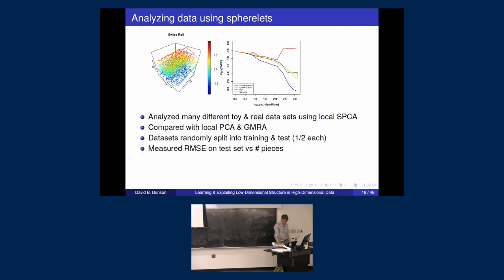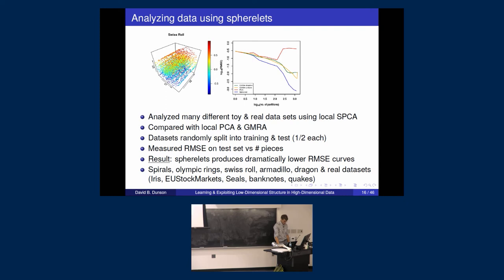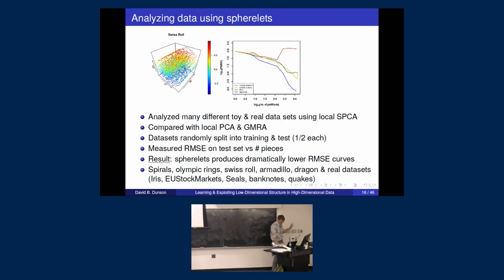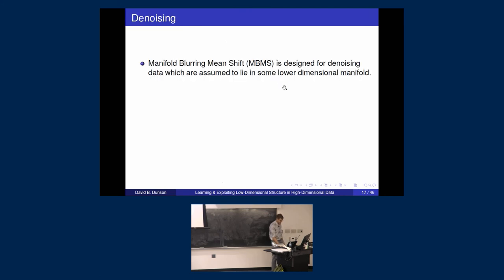So here's the story. It also worked really well on spirals, Olympic rings, Swiss roll, and various imaging examples that are commonly used in the imaging literature, like a cartoon armadillo or cartoon dragon, and many different real data sets. Often the blue curve is just dramatically lower, and this is on the log scale. I don't have time to go through all those examples, but they all show curves that look like this.